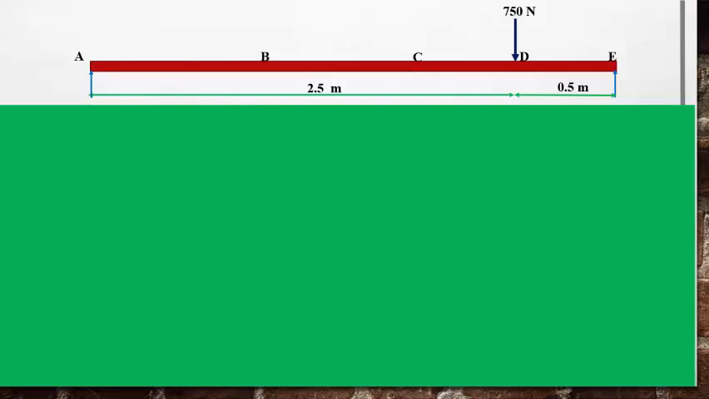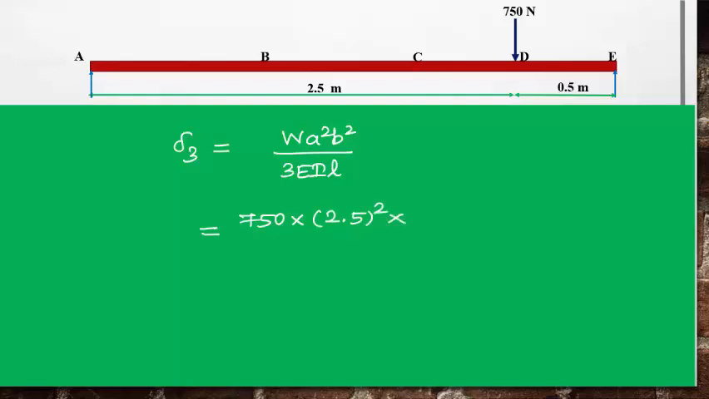Now consider the third point load, which is located at point D, of magnitude 750 Newton. To calculate the deflection experienced by the shaft due to this point load, we use the deflection formula W A square B square divided by 3EIL. The value of the load W is 750 Newton, located at 2.5 meter from the left support, so small a is 2.5, and the distance from the right support is 0.5 meter, so B is 0.5, divided by 3 into Young's modulus E, 200 into 10 power 9.